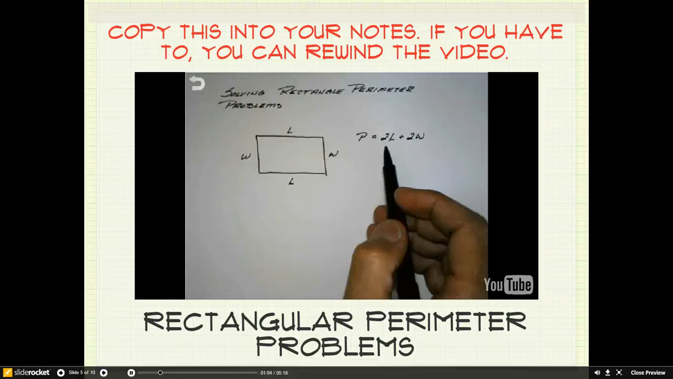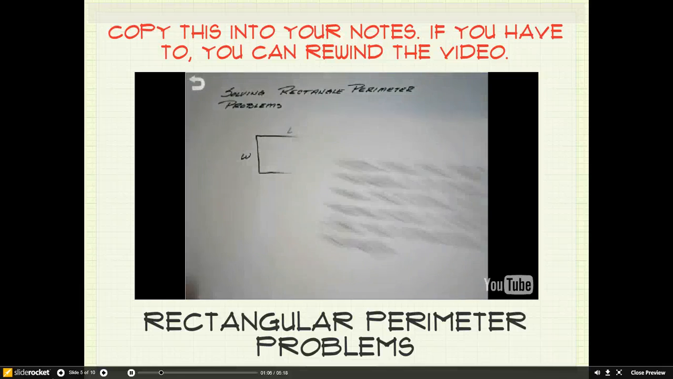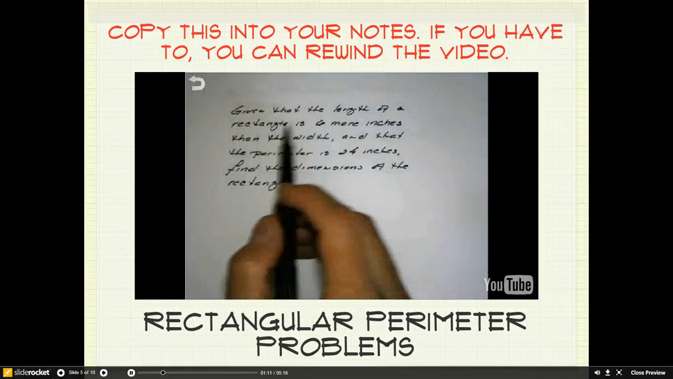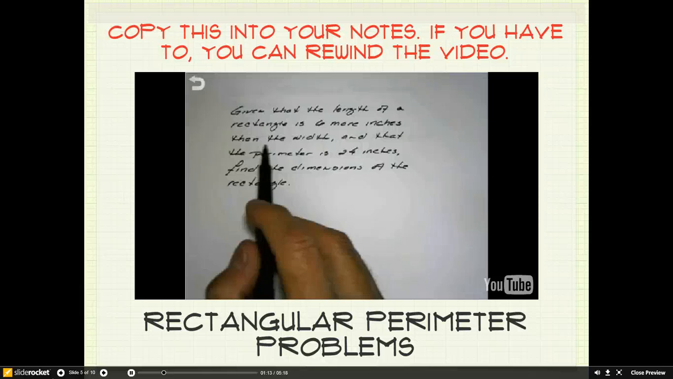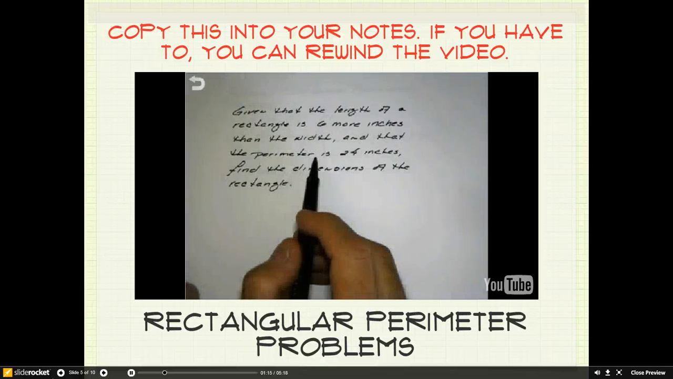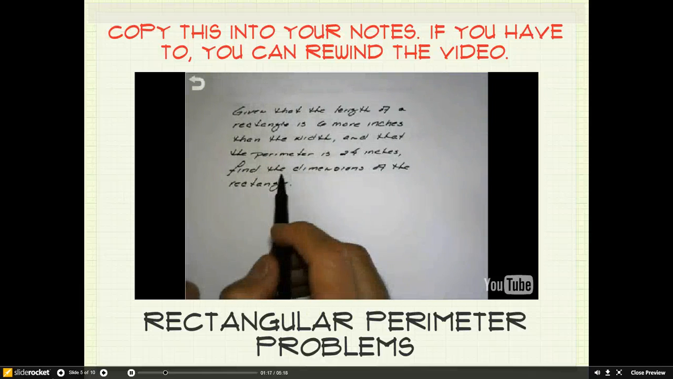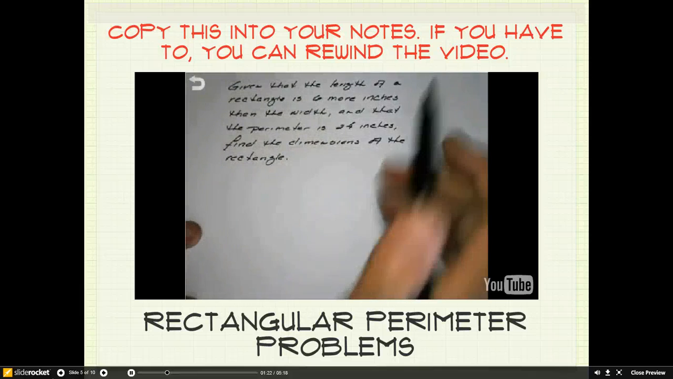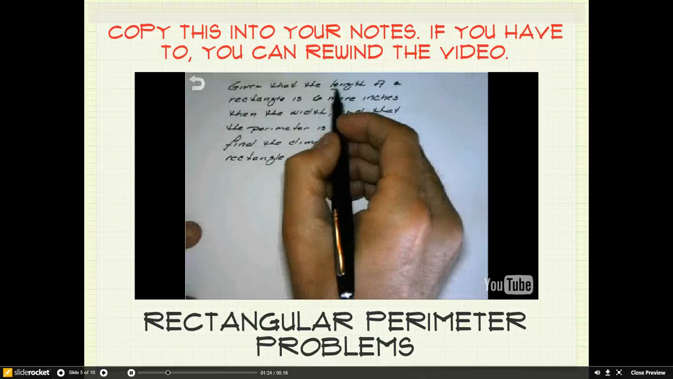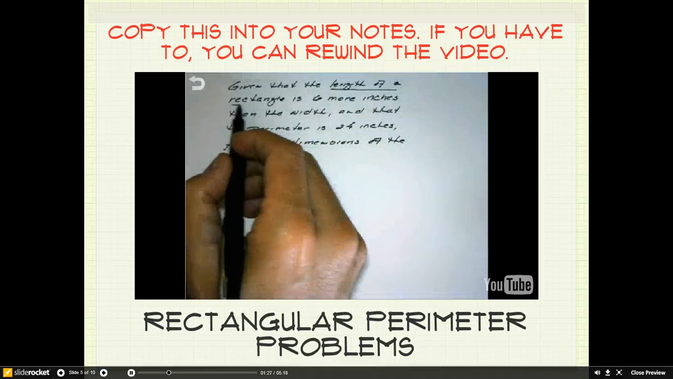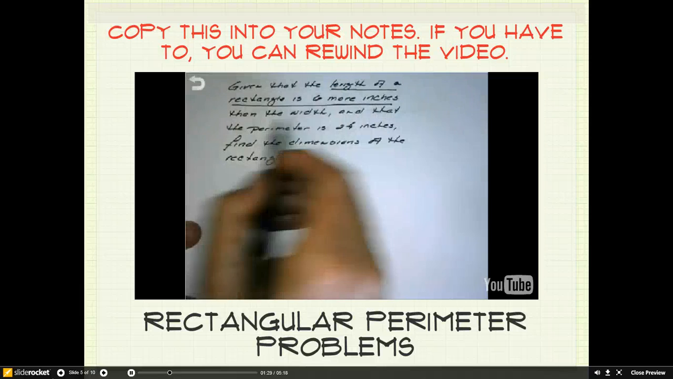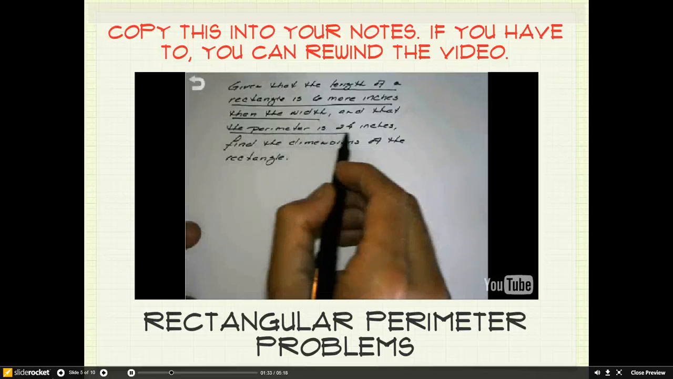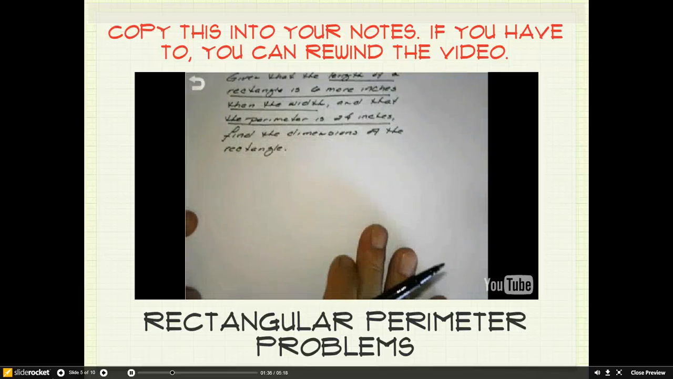So let's look at a typical problem. Given that the length of a rectangle is 6 more inches than the width, and that the perimeter is 24 inches, find the dimensions of the rectangle. All right, well, let's look at what's important here. I know that the length of a rectangle is 6 more inches than the width. That's important. And I know that the perimeter is 24 inches. So let's make a sketch.